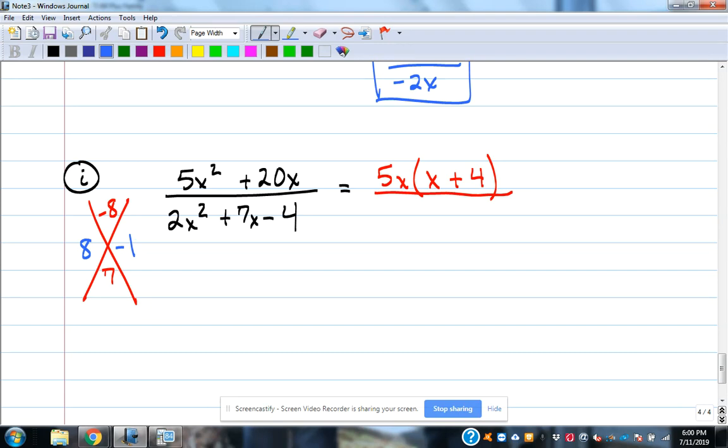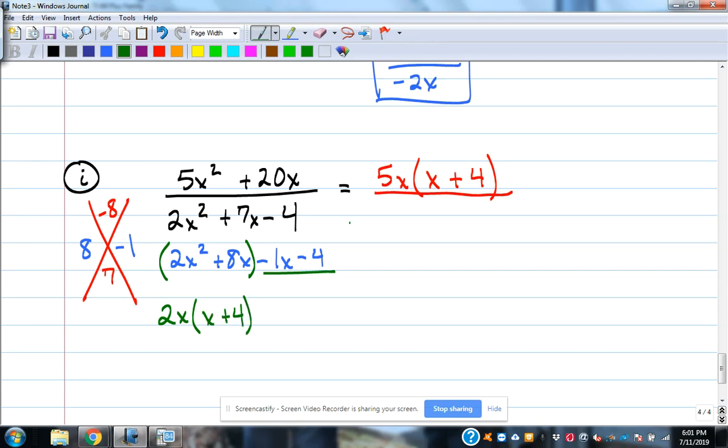I can't use the shortcut here because I got a 2 in the front, so I've got to do the long version of this, the grouping. 2x squared, I'm going to put plus 8x minus 1x minus 4. Group. So 2x squared and 8x, they got 2x in common. Give me x plus 4.